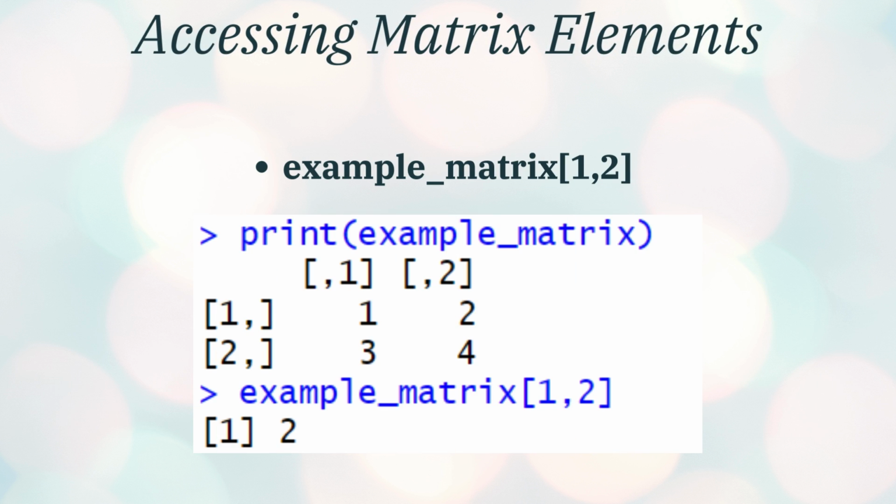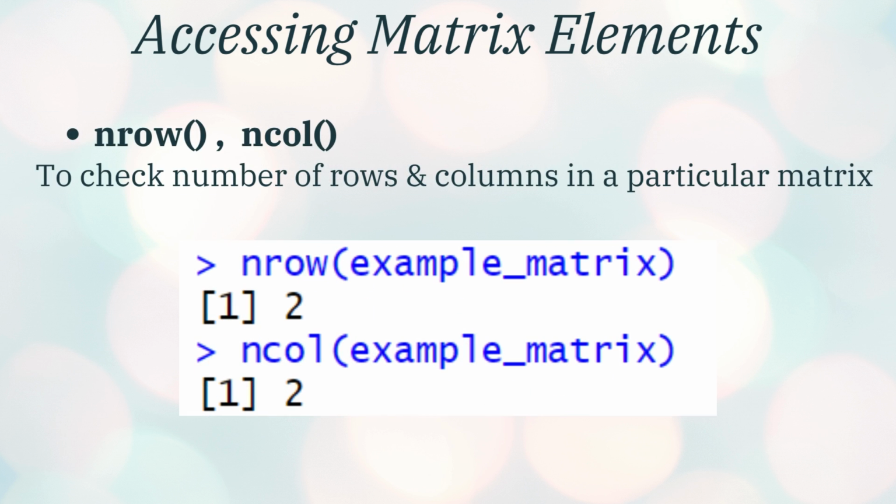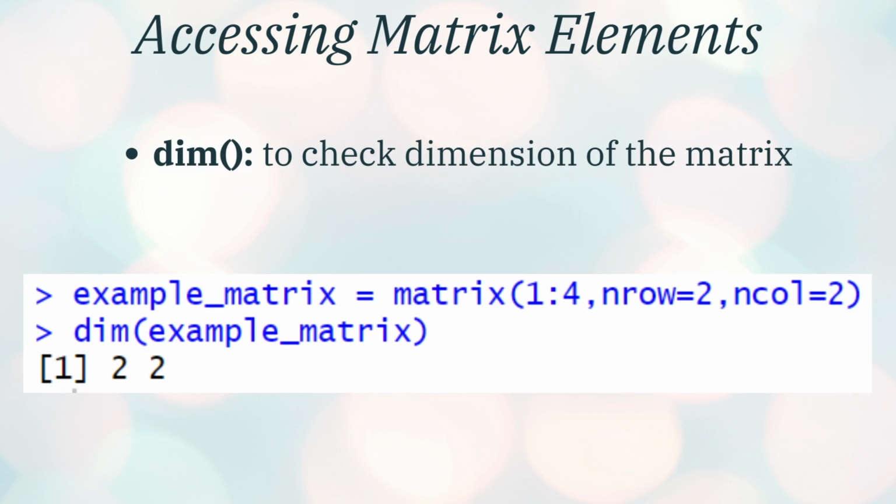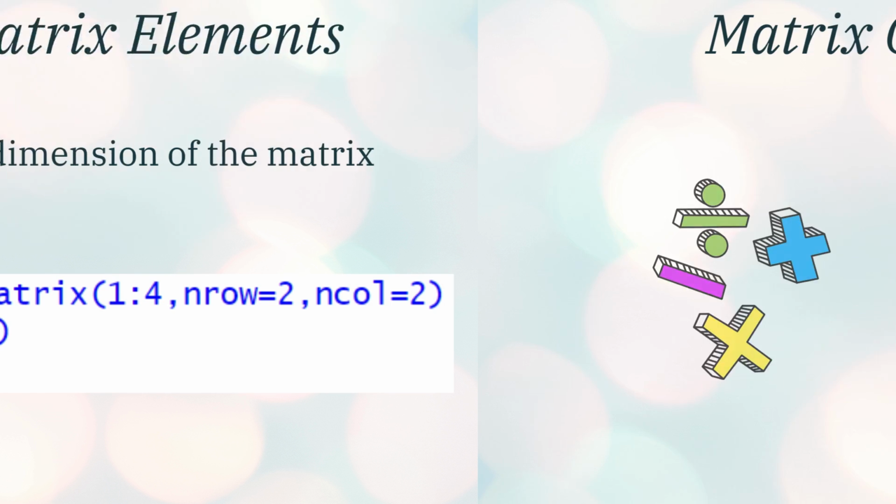Accessing matrix elements. You can access elements in a matrix using row and column indices. For example, example_matrix in square brackets 1, 2 gives us the element in the first row and second column. You can also use functions like nrow and ncol to get the number of rows and columns. The dim function is used to check the dimensions of the matrix.